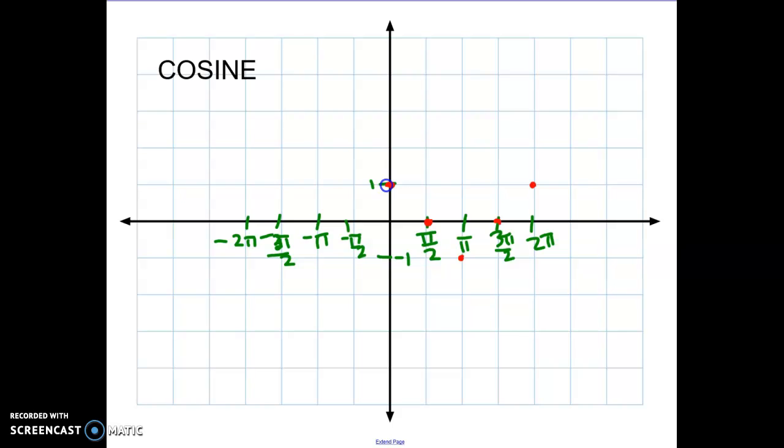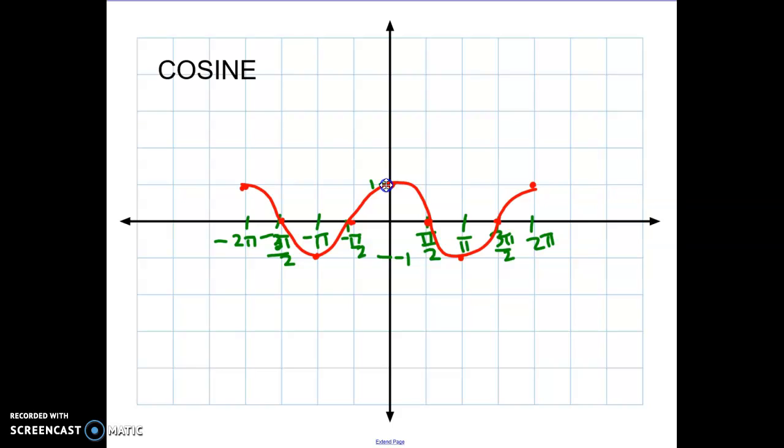Going the other way, at negative pi over 2, we're at 0. Negative pi, we're down to -1. Negative 3 pi over 2, back to 0. And then negative 2 pi, we're up at 1. Remember, just like sine, you're going to connect these with a nice curvy graph. You should make nice curves. And then that would be your cosine graph.